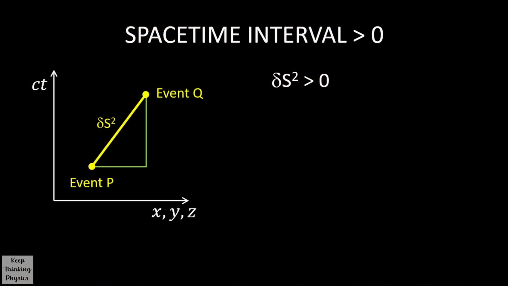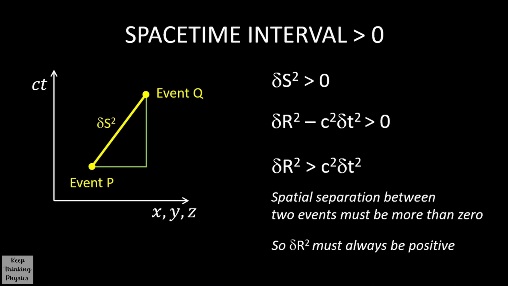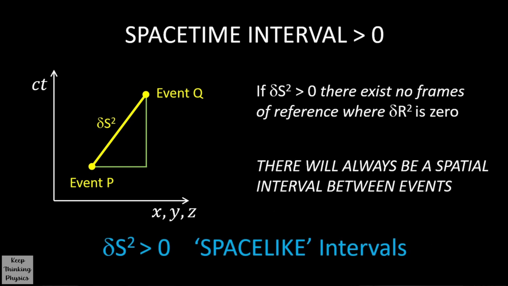In the case of two events such that the spacetime interval ds squared is more than 0, this means that the spatial interval dr squared is more than c squared dt squared. dt squared can be 0, but can never be less than 0. So this means that dr squared must always be more than 0. So no matter what frame of reference an observer looks from, there will always be some spatial interval between the two events, since dr squared is always more than 0. And hence the case of dr squared being more than 0 defines what are known as space-like intervals.